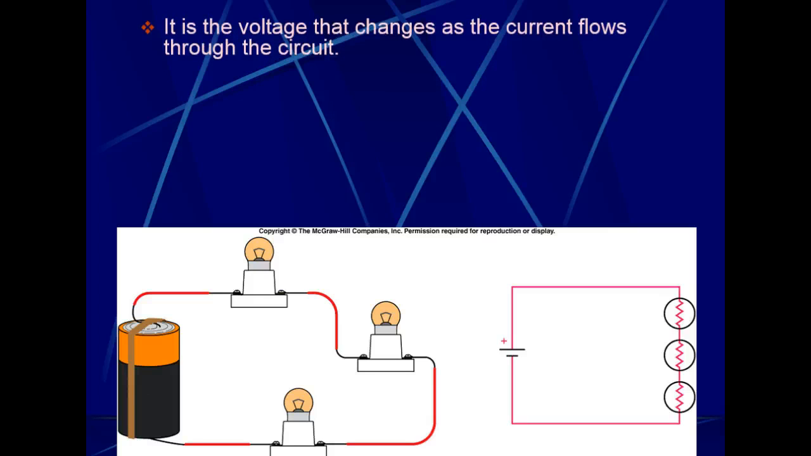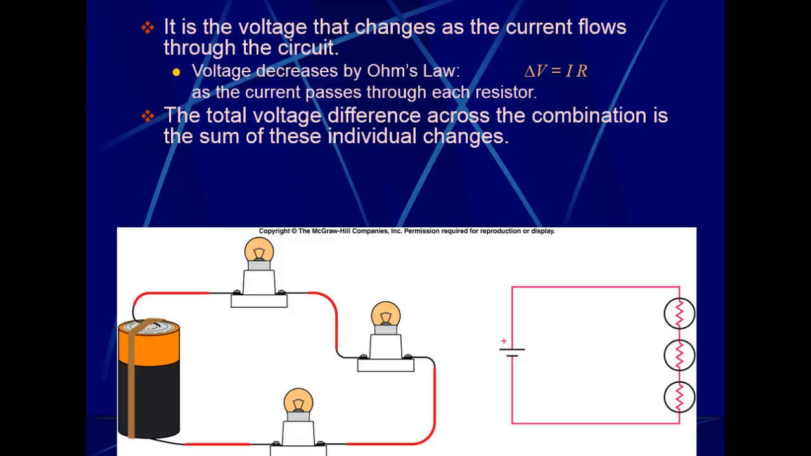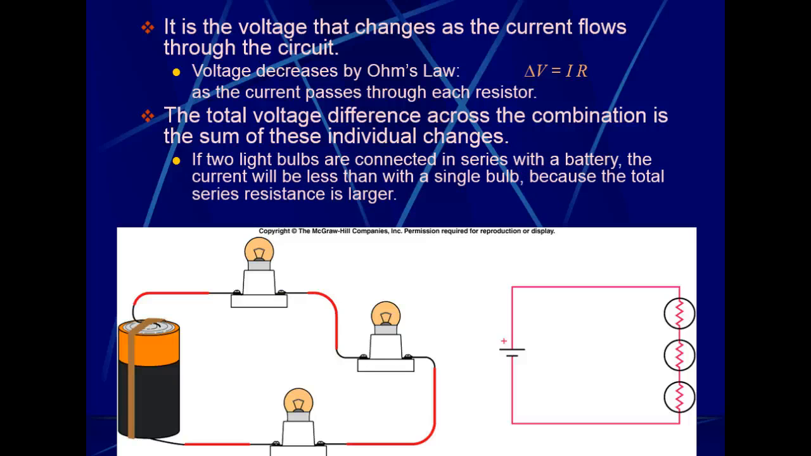However, the voltage changes as the current flows through the circuit. It will decrease based on Ohm's law as the current passes through each resistor. So the total voltage difference across the combination is the sum of those individual changes.